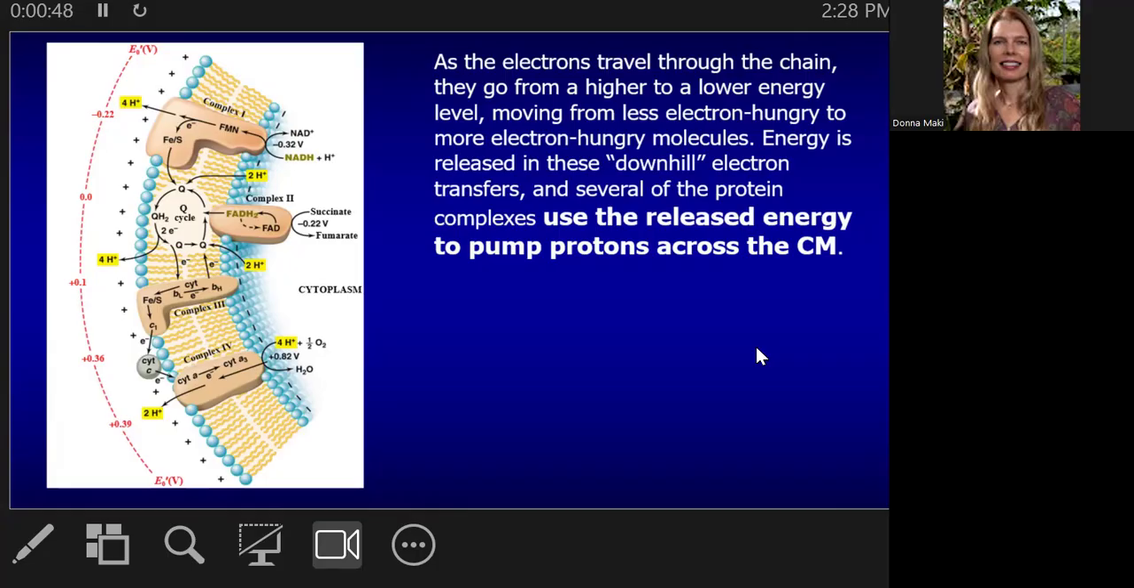All right, so the process is downhill. They often refer to it as energy being released in these downhill electron transfers as you go from negative to positive voltage. And that creates a situation where you have a little bit of extra energy in those key steps to use to pump the protons across the membrane.